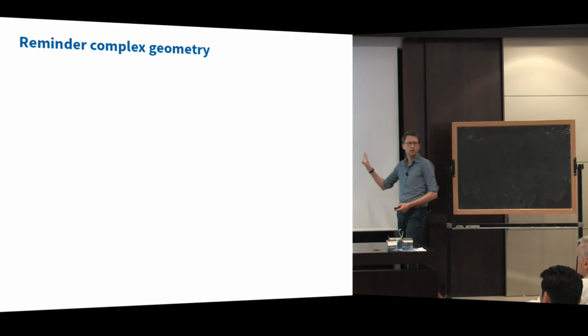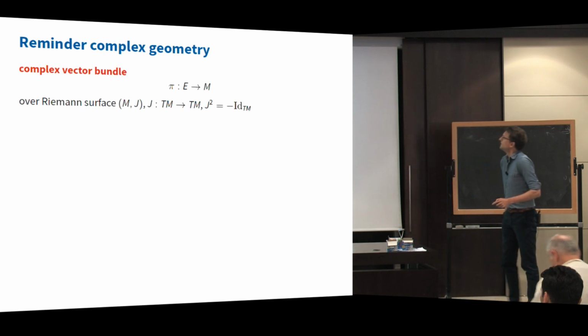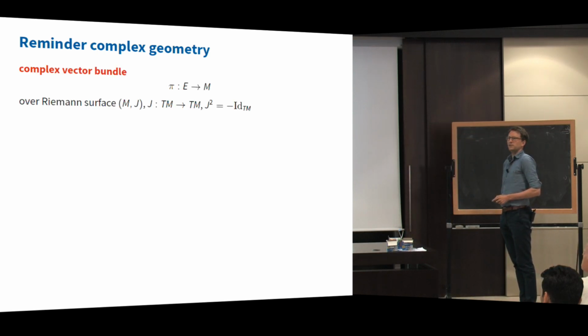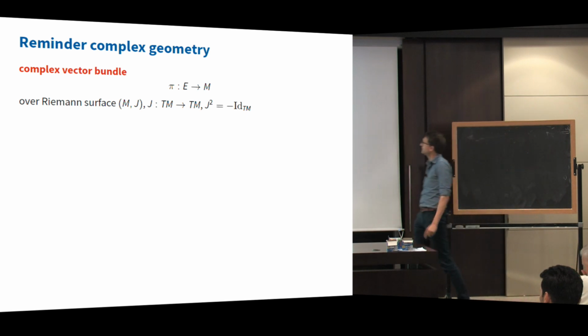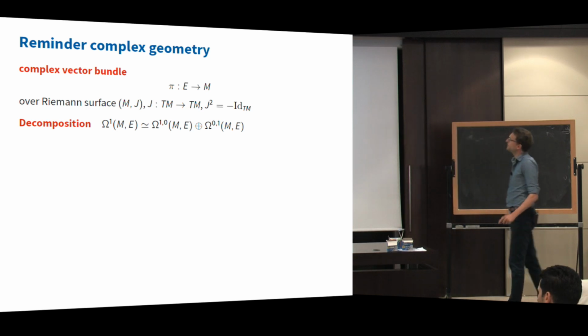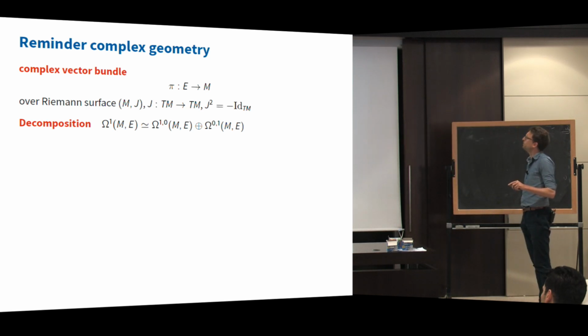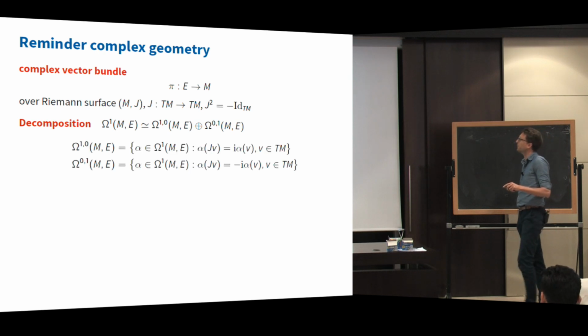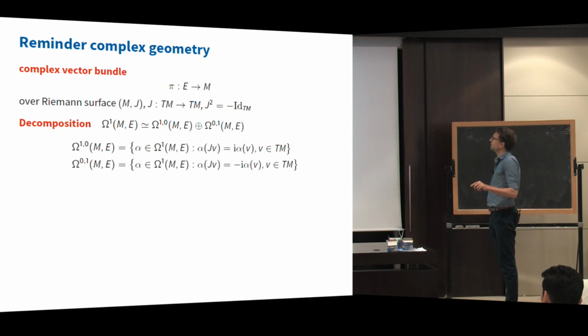So just before we get to that, I hope no one's insulted if I give you a very brief reminder of some complex geometry facts. So take some complex vector bundle over a Riemann surface. Here J is my complex structure, so an endomorphism of the tangent bundle that has the property that it squares to minus the identity. So if I have bundle-valued one-forms on my surface, I can decompose them into 2 pieces, the 1,0 part and the 0,1 part, where the 1,0 part consists of the one-forms that have the property that applying J is the same as multiplying with i, and the 0,1 forms are the ones where applying J is the same as multiplying with minus i.